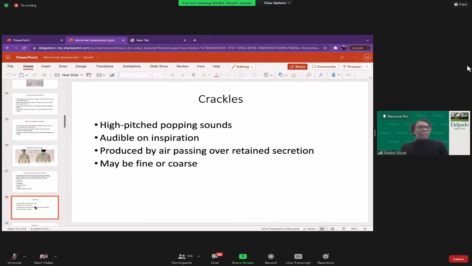Another thing, when you're assessing patients and they have a history of maybe CHF or COPD or pneumonia, and they're giving you very poor effort, you may want to start in their posterior bases to get a better feel for what's going on with them. Okay, back to crackles. They're high-pitched popping sounds. And there are fine crackles and coarse crackles.